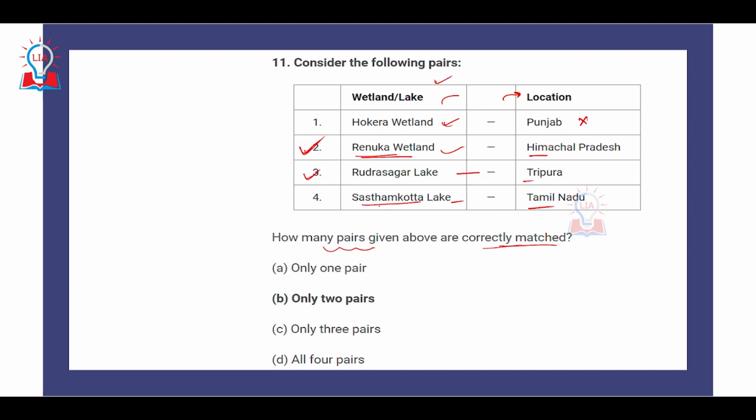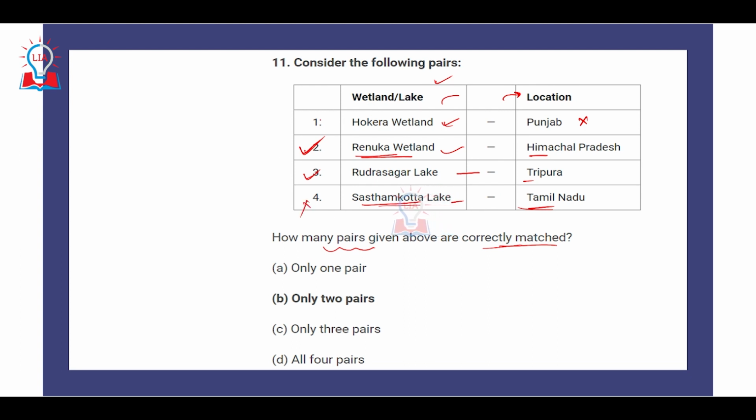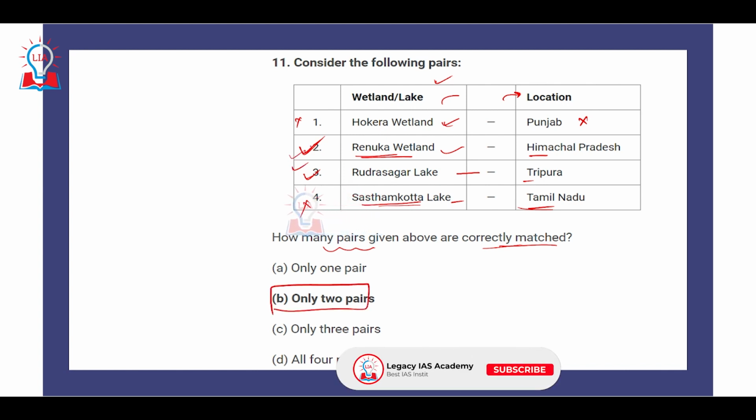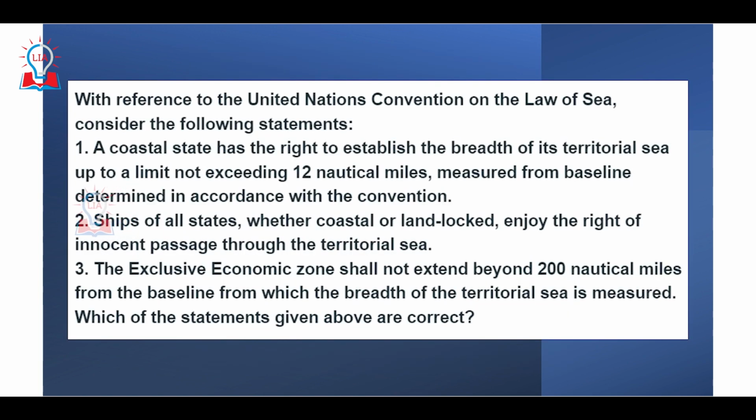And fourth, we have the Sastamkotta lake in Tamil Nadu. If you look at the map here, we can see Sastamkotta lake is not in Tamil Nadu, rather it is situated in the state of Kerala. That means the fourth one is again incorrect. So the correct answer here will be that only the second and third statements are correct, and thus only two pairs of the given pairs are correctly matched. So take a look at all these important 15 to 20 Ramsar sites. You should know their location, and even the Ramsar sites that have been added this year or at least last year, you should know about those as well.